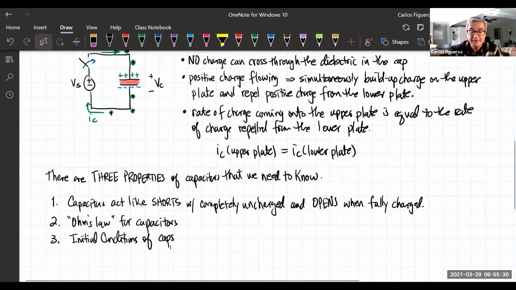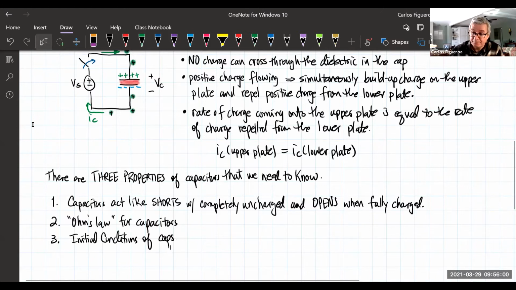So here's what we say here. We're going to say two things. What I'm really saying is capacitors act like a short when they're completely uncharged, and they act like an open when they're fully charged. So let's go look at this thing here.